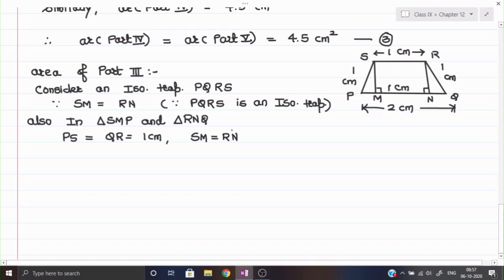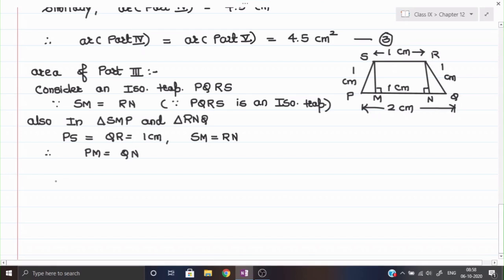Then similarly we can say that therefore PM is equal to QN. The third side of the triangle will also be equal, because in two triangles, if two pairs of sides are equal, then the third pair will also be equal. So PM and QN will also be equal over here. So if PM and QN are equal, how can we get the value?